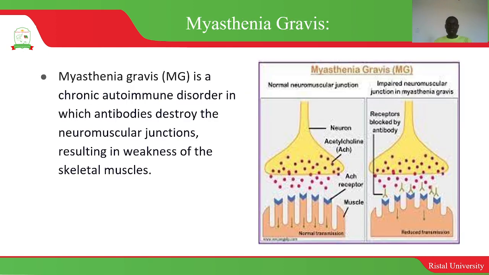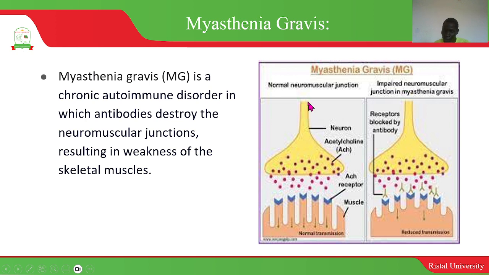Let's look at myasthenia gravis. By definition, myasthenia gravis is a chronic autoimmune disorder in which antibodies destroy the neuromuscular junction, resulting in weakness of the skeletal muscles. Again, let's look at the diagram on the right to understand myasthenia gravis more. This is the pathophysiology of what happens in myasthenia gravis. We have the normal neuromuscular junction in this diagram, and then we also look at the impaired neuromuscular junction in a person already having myasthenia gravis.